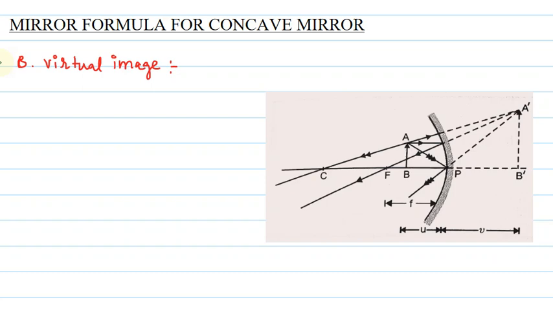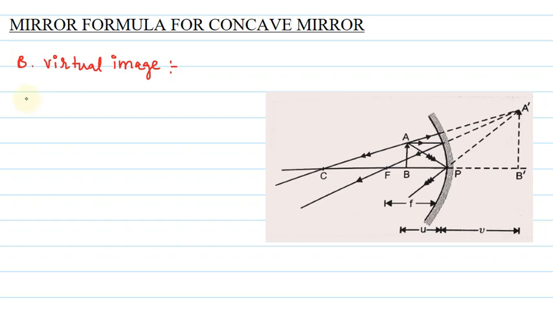Let P be the pole, F the principal focus, and C the center of curvature of a concave mirror of small aperture. When the object is held in front of a concave mirror between the pole and principal focus of the mirror, the image formed is virtual, erect and magnified.